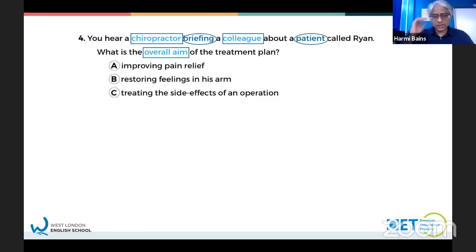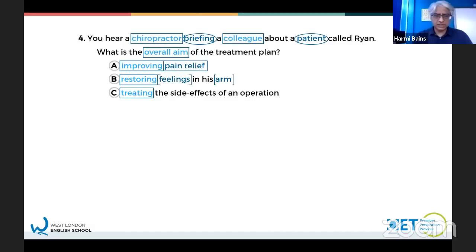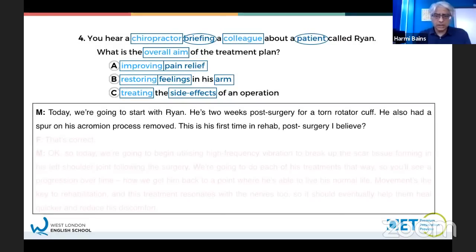Fairly tricky. These are the answer options. Again, you'll notice all of these words start with ing. You've got improving, restoring, and treating. Improving pain relief, restoring feelings in his arm, treating side effects from the operation. So they're all fairly short, the answer options. With the tape script, with the audio, this is what they were saying. We'll just go through this slowly, bit by bit.